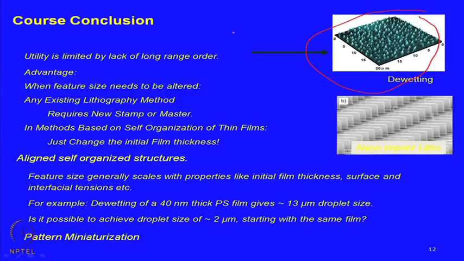But most of the instability mediated techniques lack long range order, and for that we talked in the last couple of lectures about how these instability mediated structures can be aligned by suitable templating strategies, which include the use of topographically patterned stamps or substrates, a combination of self-organization and top-down lithography techniques, eventually resulting in aligned instability structures.